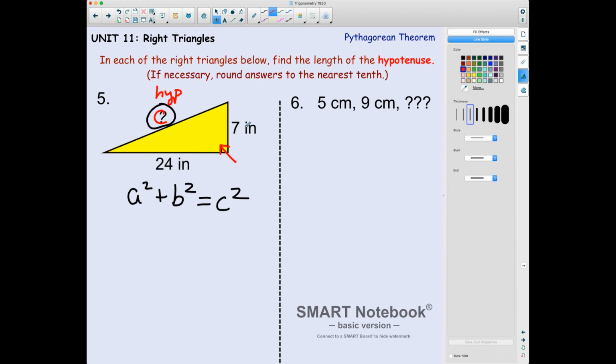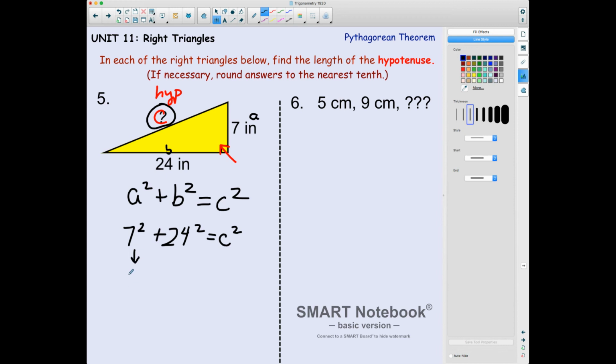These guys, I don't care which one you call which. One's A, one's B. I like going small, medium, large. Just keeps it simple. So 7 squared, I'm going to make that my A, and this my B. So 7 squared plus 24 squared equals, now this time we don't know C, so it stays the letter C. It's algebra, so it's a variable.